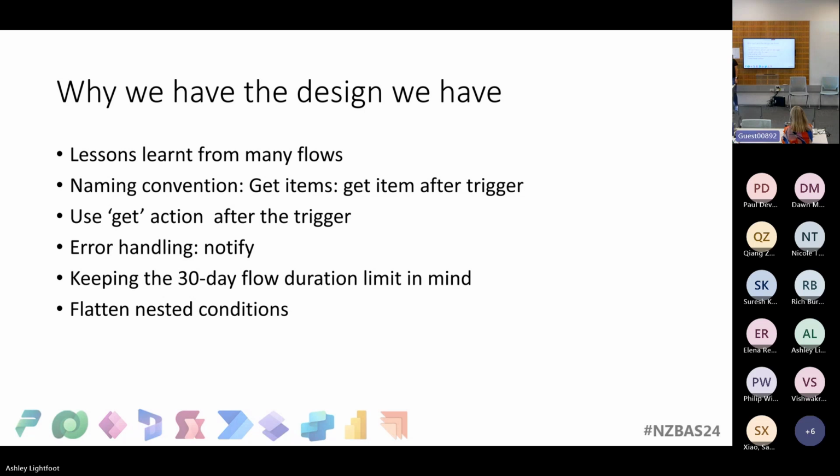Use a get action after the trigger. We've had some cases where we needed to change the trigger of the flow. And once you change the trigger and you don't have a get item that you're using the dynamic fields from, everything disappears from your flow and you don't actually know what's disappeared. So it's really good to have a get items, and then from then on, always use the get items in your actions after it.